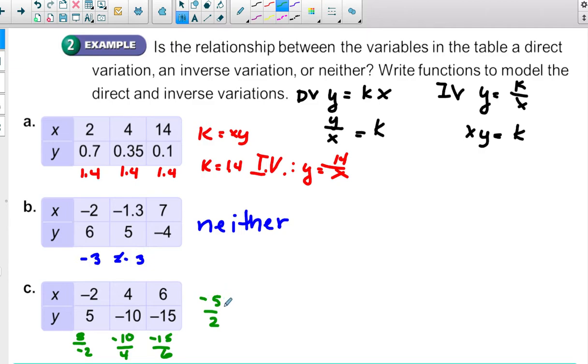So the constant of variation in this case is negative 5 over 2, and we got that by doing y over x. So that one is a direct variation, and its function is going to be y equals negative 5 over 2 times x. You could write that as negative 5x over 2, but I personally like to keep my constant of variation as a separate factor within that term. So, all right, let's see. Third example and final one from this section.